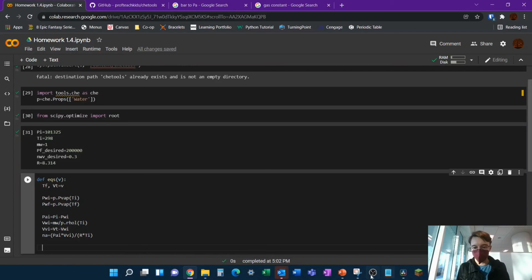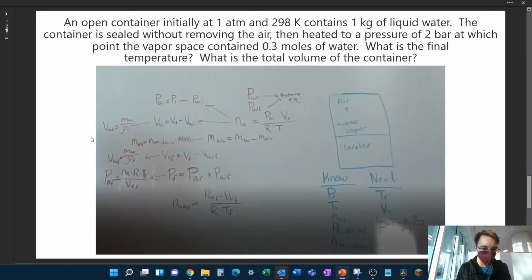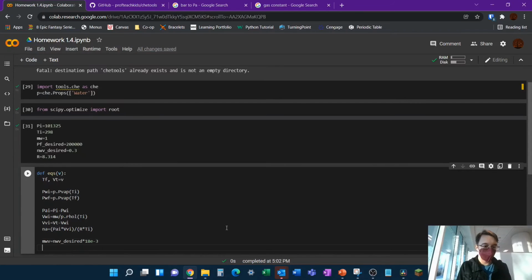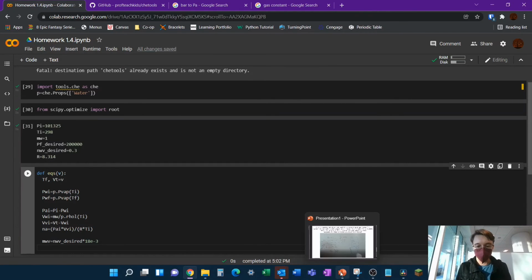Our next set of equations: the mass of water vapor is equal to the moles of water vapor that we desire times the molar weight. The molar weight of water is going to be 18 times 10 to the negative third kilograms per mole.